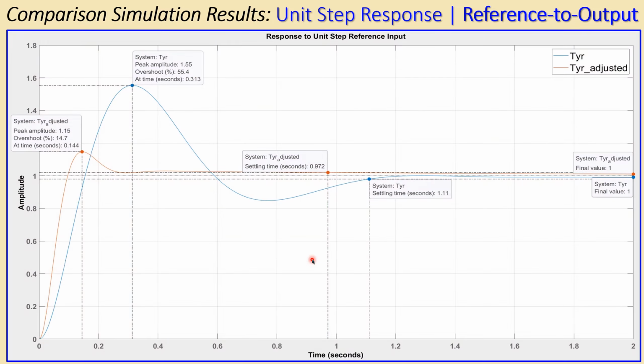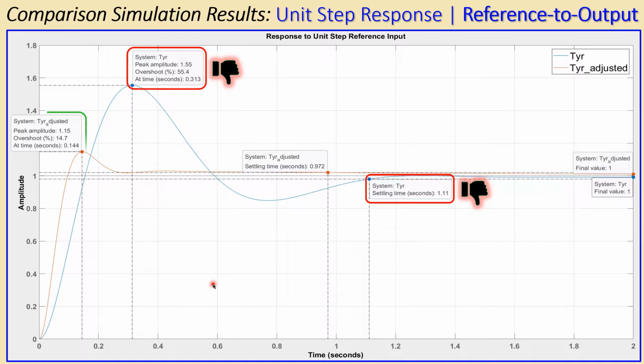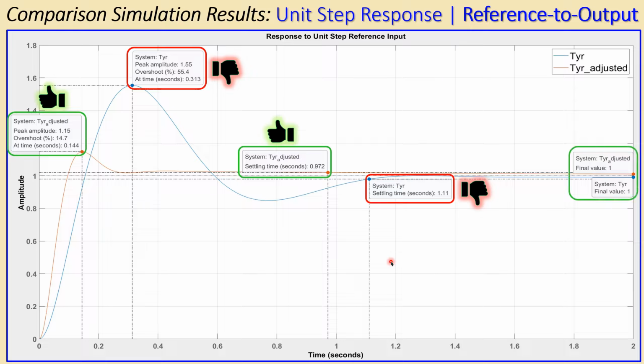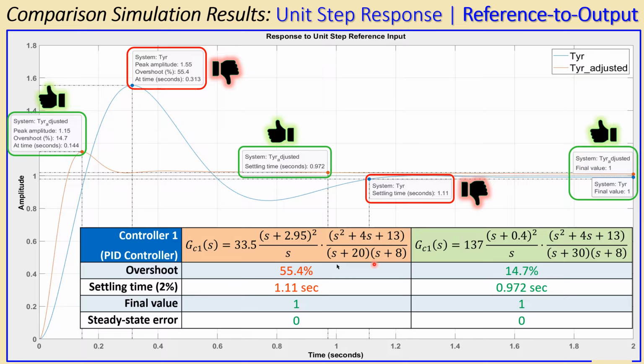Okay, let's also make a comparison of the simulation results. Looking at the reference output, the blue one was the originally designed system controller, and you can see that response was not good. And the orange one is when we have tuned the controller and also the filter. That was fine, because all of them are below what we require, and the final value was 1, so all the specifications are fine.